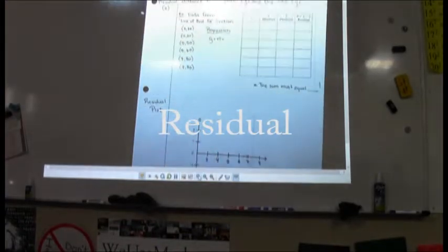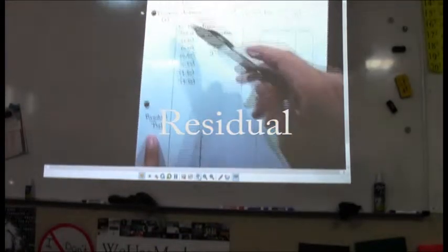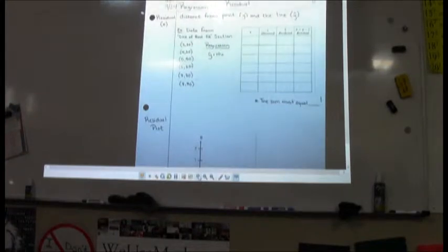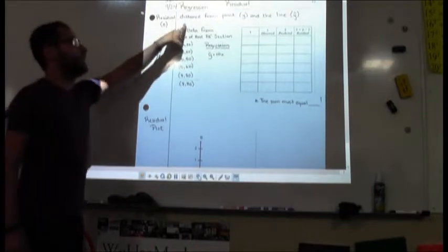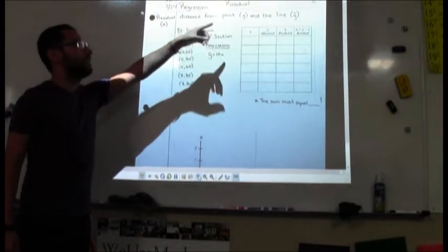So right over here, residual. We talked about regression. Regression is the line of best fit. And these are going to be some crazy equations. We're going to have some decimals for slope, decimals for the y-intercept. The residual, though, here very formally, is the distance from the point y to the line y hat.